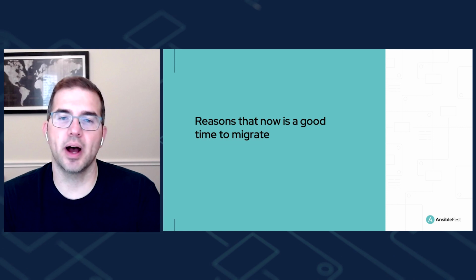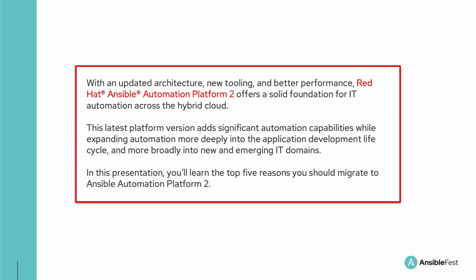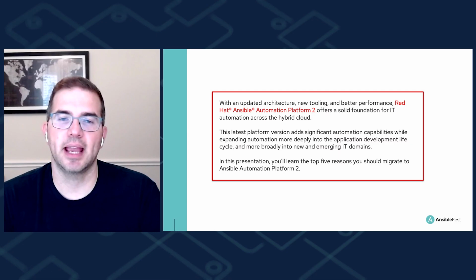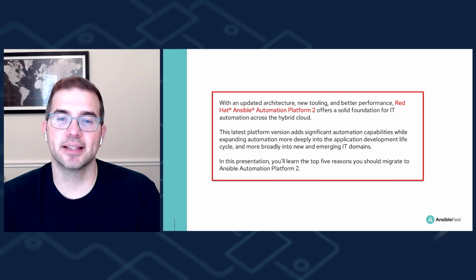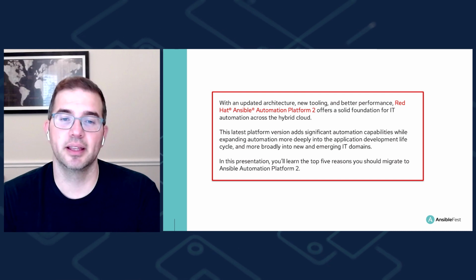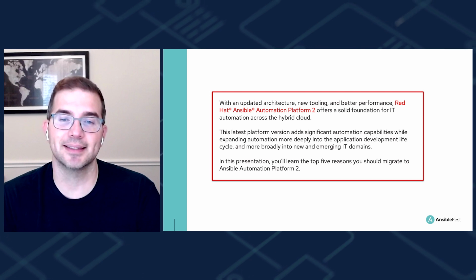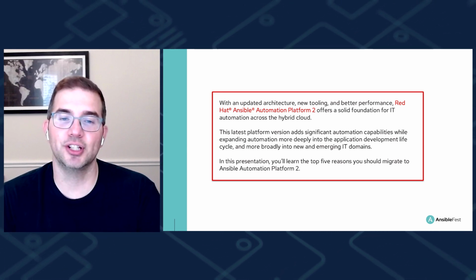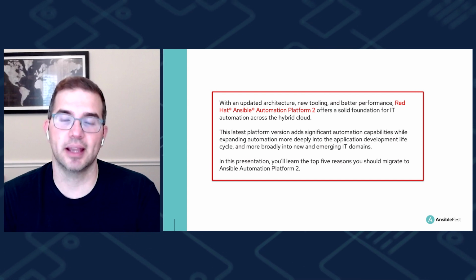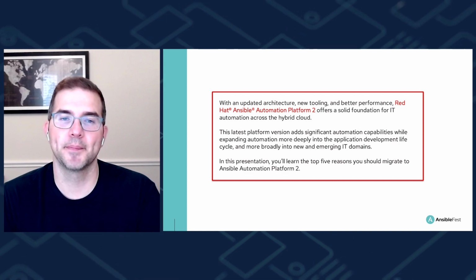Now let's focus on reasons why now is a good time to migrate to Ansible Automation Platform 2. But first, let's recap why we want to move to the new platform. With a new architecture, improved tools, and performance, Ansible Automation Platform offers IT organizations the ability to bridge the data center with modern cloud services and more. It will help you build, manage, and scale automation in any environment with consistency. And it does so by leveraging the latest features like automation mesh and execution environments. So let's look at the top 5 reasons why we want to migrate.